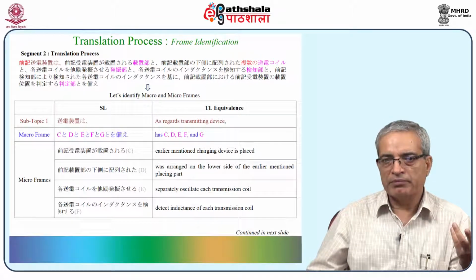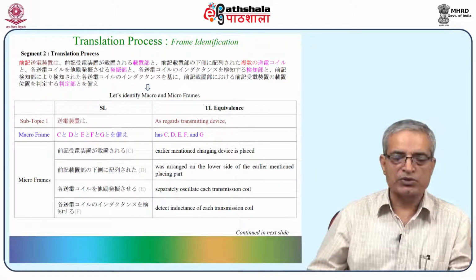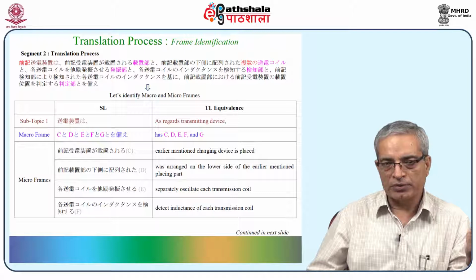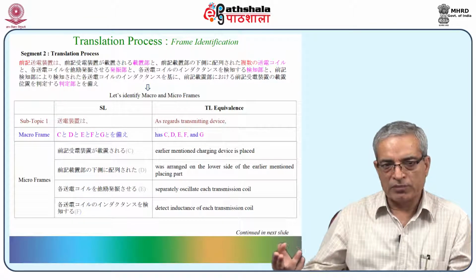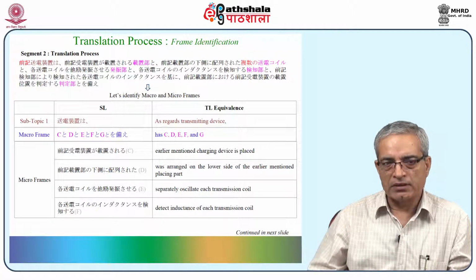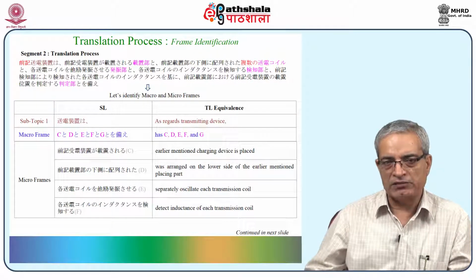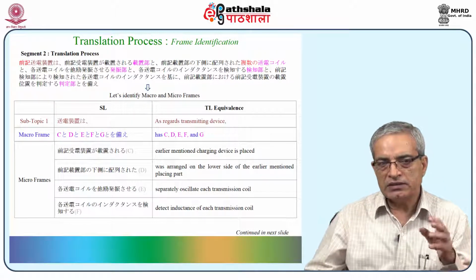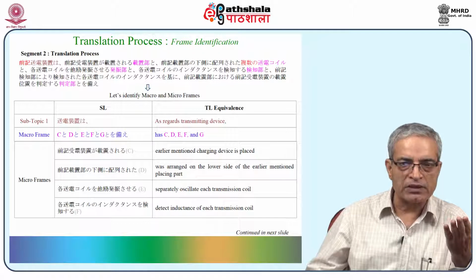Now, let's try to identify the macro and micro frames on the basis of what information or comprehension we had in the previous slide. The subtopic was very clear as regards the transmitting device. Then the macro frame was C to D to and finally o sonai, so has C, D, E, F and G, etc. And these are the micro frames. So now these micro frames, if you see, are quite simple to translate.